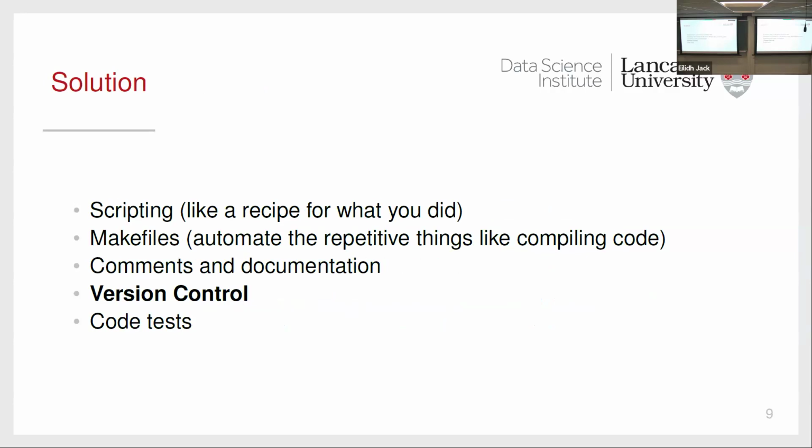So the solutions to this are nearly always scripting, which is kind of like a recipe of everything you've done, makefiles to automate repetitive things, comments and documentation, always comments and documentation, probably more important than version control, but the talk's on version control, and a talk on comments will be very short. It's just me saying comment, document, comment, document. I can do that for 40 minutes and you might remember to do it by the end of it, but I still don't always document my code.